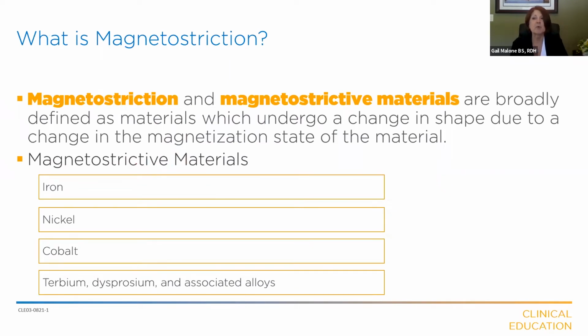Magnetostrictive materials can be broadly defined as materials that undergo a change in shape due to the change in the magnetization state of the material. It was in 1842 that James Joule recorded the shape change of nickel due to a magnetic field. Here you see a list of some other magnetostrictive materials, things like iron, nickel, cobalt, terbium, dysprosium, and some associated alloys. The ultrasonic stack in a Cavitron ultrasonic insert is made of something called permanickel. It's a nickel derivative with iron particles and also some chrome.